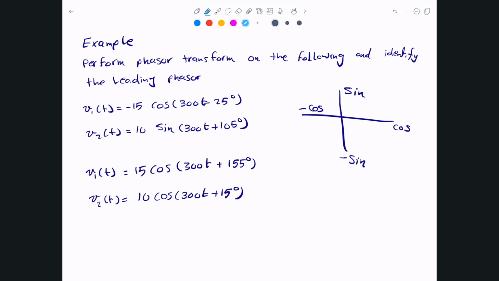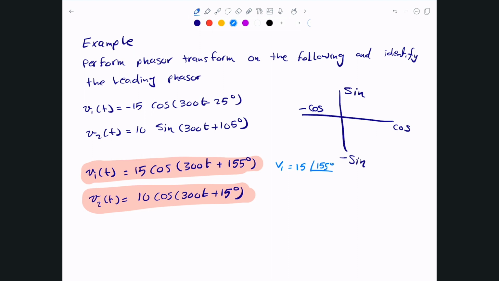All right, so we have both of them now in the time domain represented as positive cosine. All we have to do is convert them into the phasor domain. The phasor domain representation for V1 of t is uppercase V1, and the magnitude is 15, and the phase angle is 155 degrees. This is how simple the phasor transform is. And V2 is equal to 10 at 15 degrees.